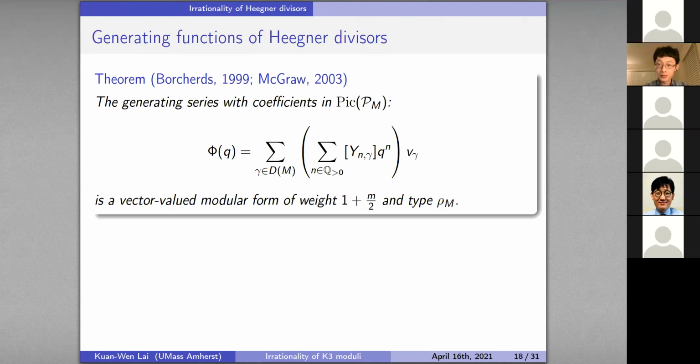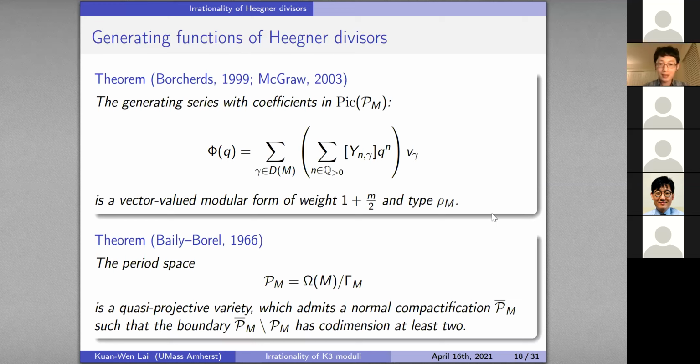So rho_m is like the representation defined in the previous slide. And in the case of special cubic fourfolds, remember our n is 20. So in our case, this modular form is going to be of weight 1 plus 20 over 2, which is weight 11.